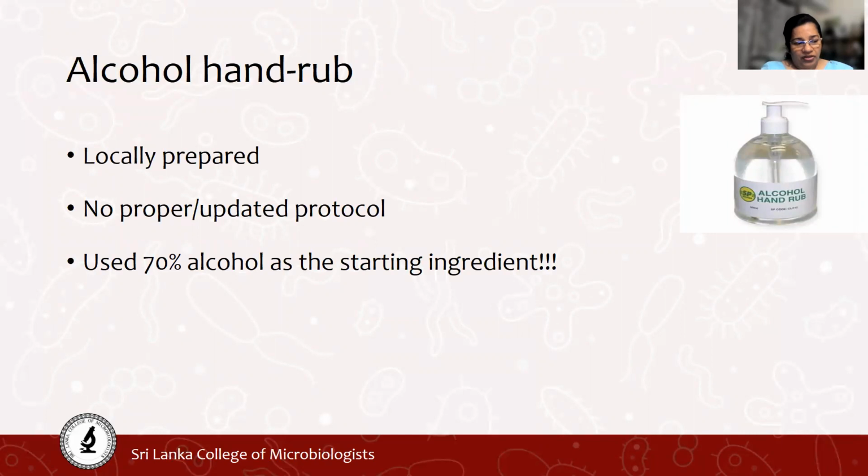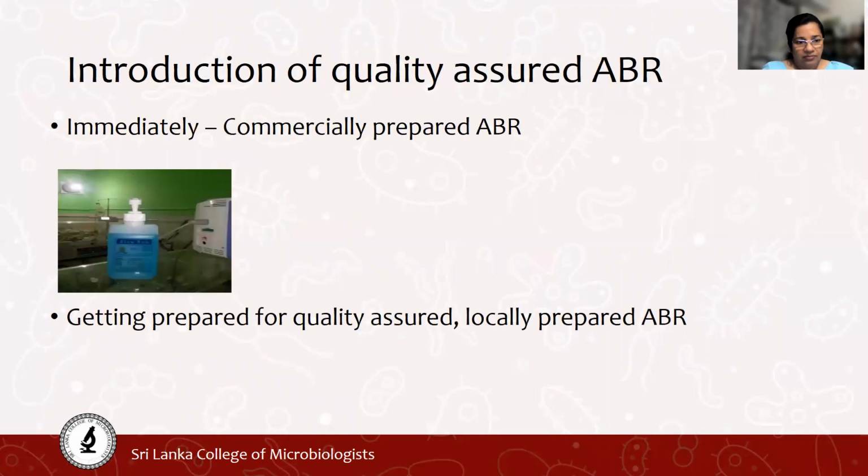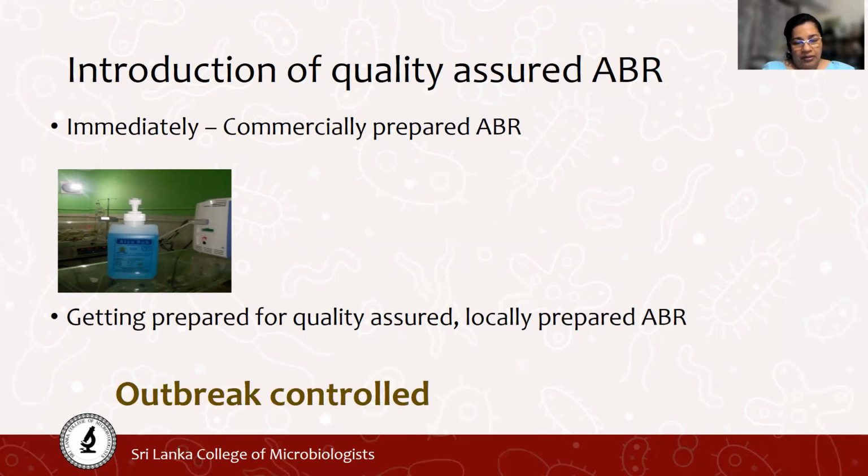So we checked the alcohol hand rub. It was locally prepared, with no proper updated protocol. It used 70% alcohol as the starting ingredient, and at the end, we don't know how much alcohol. So we introduced quality assured alcohol hand rub, because at that time it was not available freely as now. Immediately we used commercially prepared alcohol hand rub, and then we started preparing quality assured locally prepared alcohol hand rub using the WHO formula, and outbreak control.